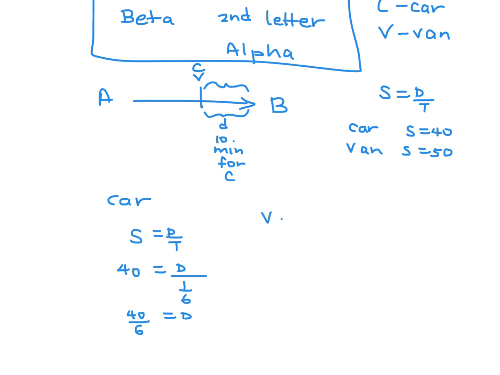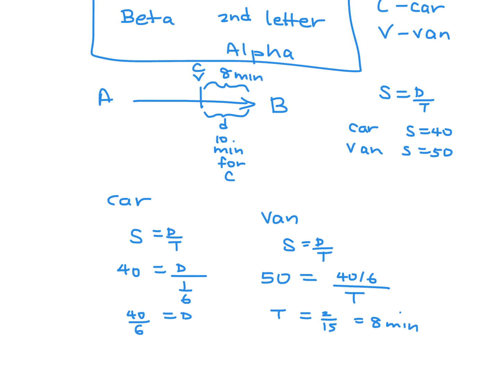Now for the van, same formula, speed is equal to distance over time, of course, and this time the speed is 50. The distance, well, with that one we just got is 40 over 6, and the time is what we will have to figure out. When you do this math, you get time will be 2 over 15. Now that's in hours, so in minutes, that's 8 minutes. So 8 minutes is what we would put up there. That's how much time it takes for the van to go from this point to Beta Town.